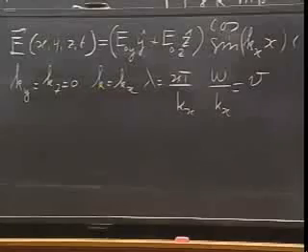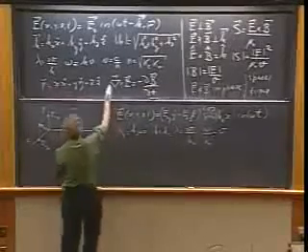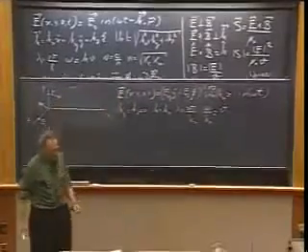If you're interested in knowing what the B field is, you go to the curl of E is minus dB dt.